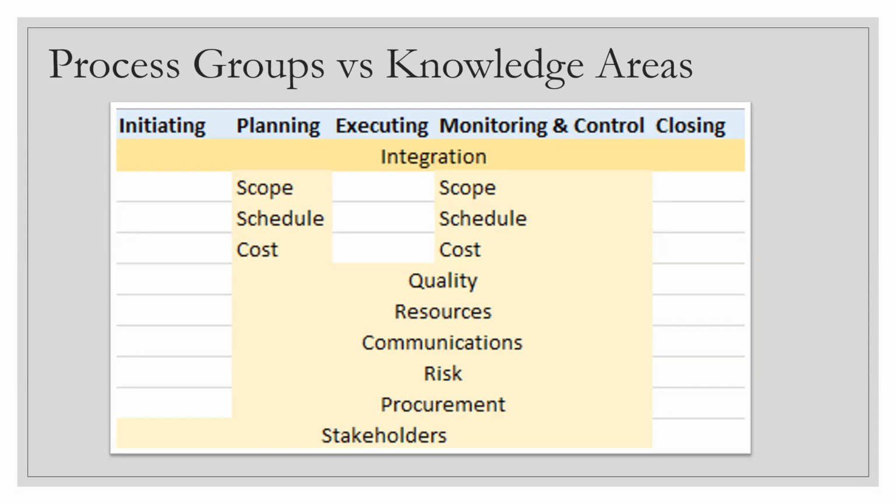We also have seen the process groups, the five on the top: initiating, planning, executing, monitoring and controlling, and closing. We know what happens in initiating, and we definitely know what happens in planning. We have spent a lot of time in planning. Remember, we are yet to get into execution, monitoring and control, and closing.